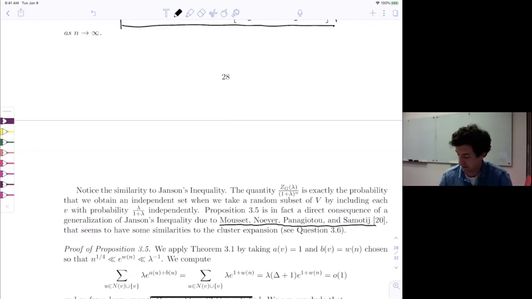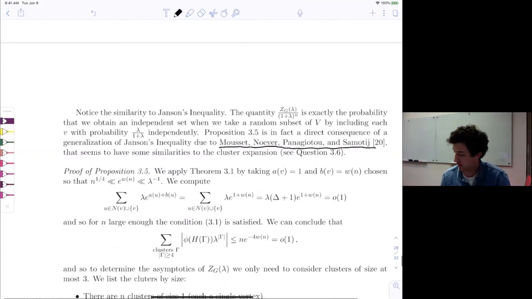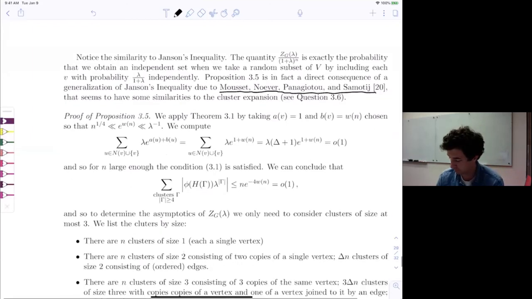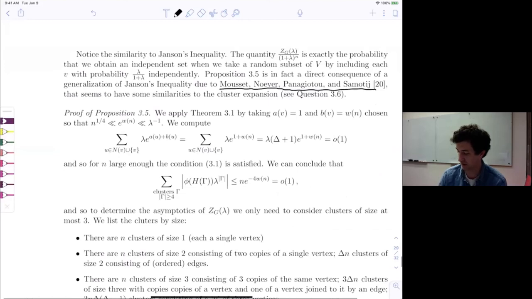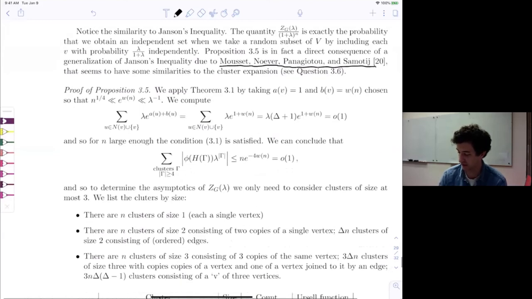This I leave as an open question. This paper seems very similar to some sort of hypergraph cluster expansion, and I would be interested to know, can you interpret their theorem as a cluster expansion, and can you maybe get different types of error bounds if you do interpret it as a cluster expansion? And then I work through actually how do you take the cluster expansion here.